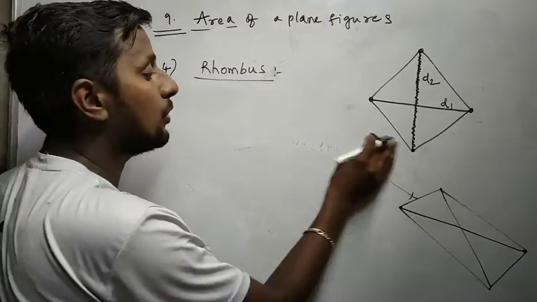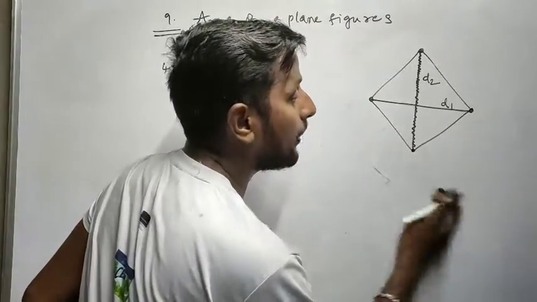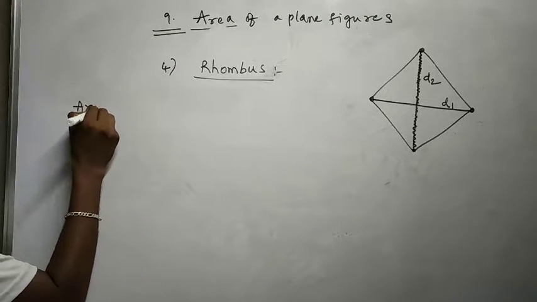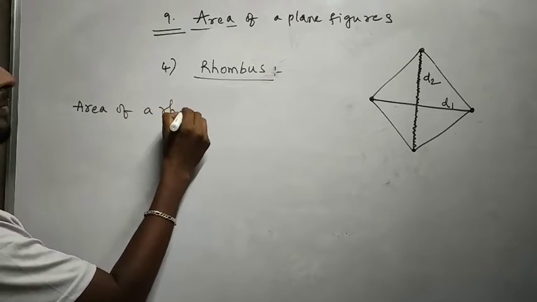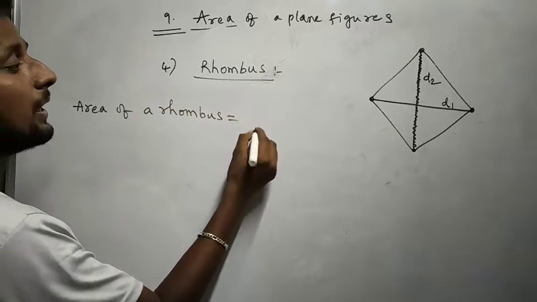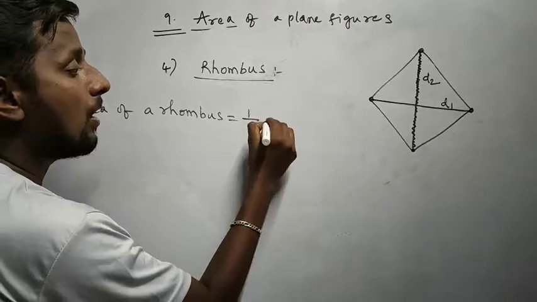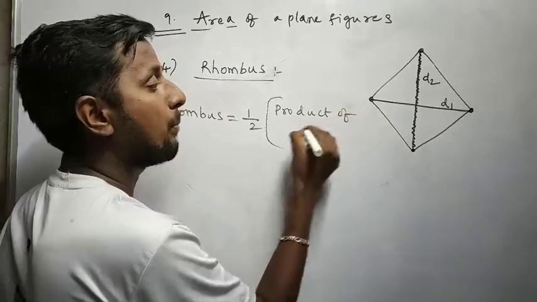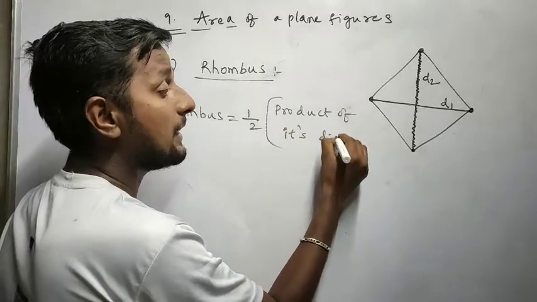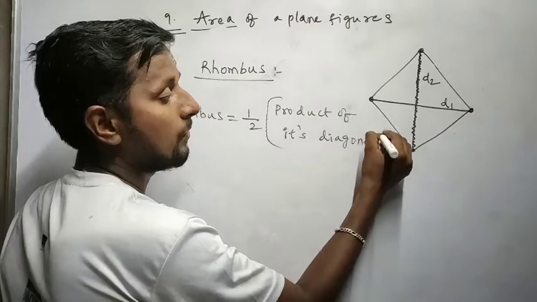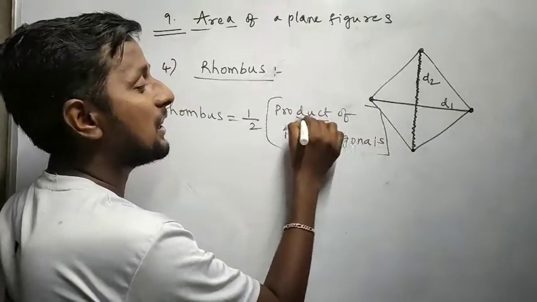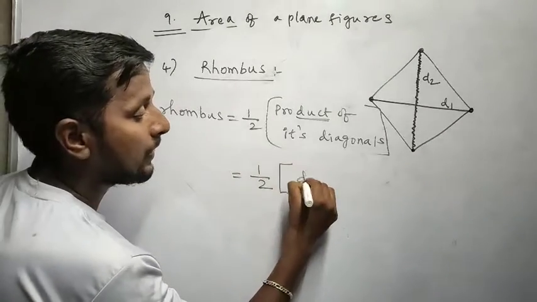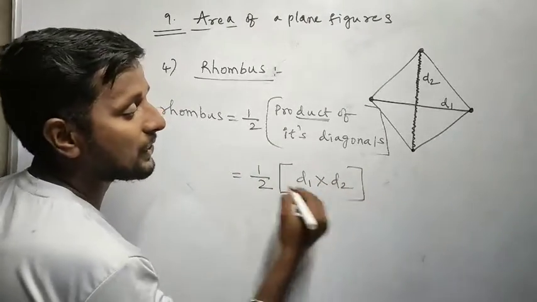So here I am talking about D1 and D2, diagonal 1 and diagonal 2. The formula for the area of a rhombus is half of the product of its diagonals. Product means multiplication. Am I right? So simply it is half into D1 into D2, multiplication of both.